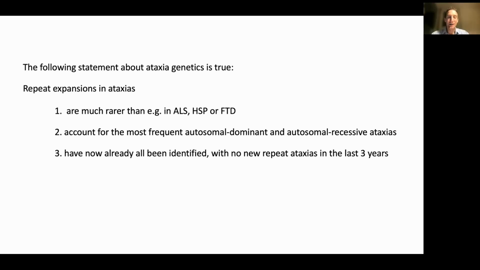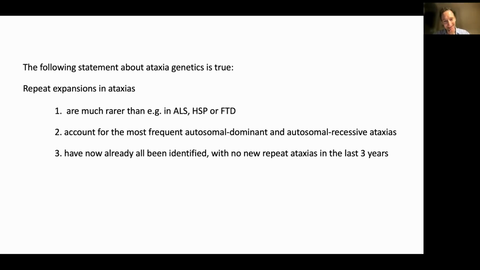And again, we're only talking about repeat expansions in ataxias. So I've compared: are they much rarer? Do they account for most of the ataxias? And have they already now all been identified, with no new ones in the last 3 years? Let's see what the audience thinks, Matthis.